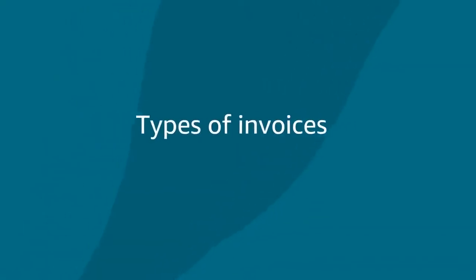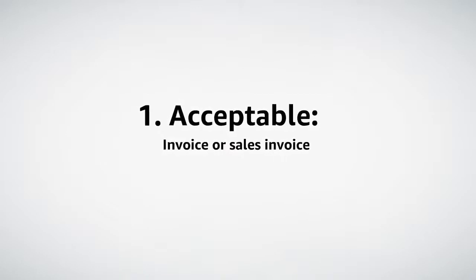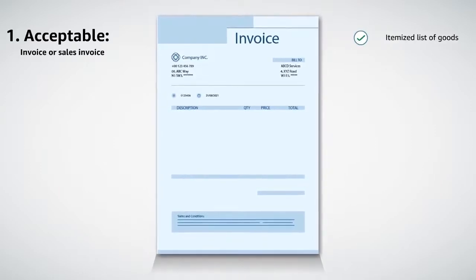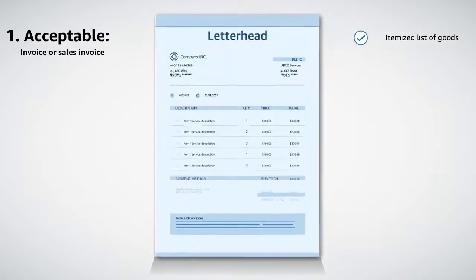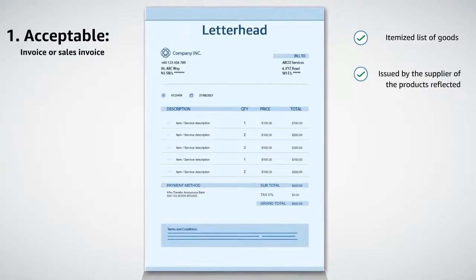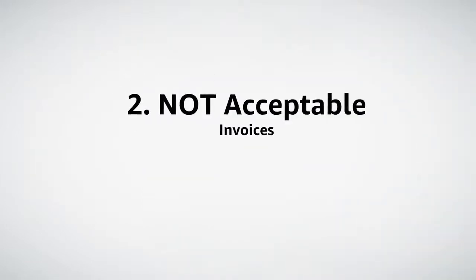Types of invoices: acceptable invoice or sales invoice. An invoice or sales invoice is an itemized list of goods shipped or purchased, usually specifying the price and terms of sale. Commercial invoices are acceptable as long as they have been issued by the supplier of the products reflected on the invoice. Not acceptable.